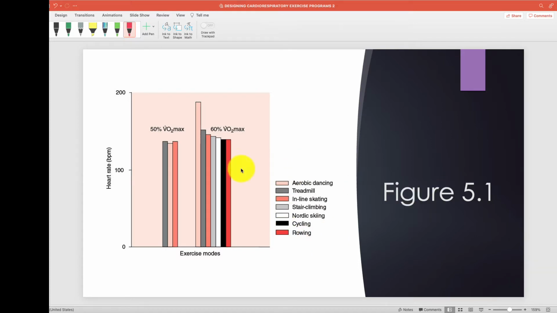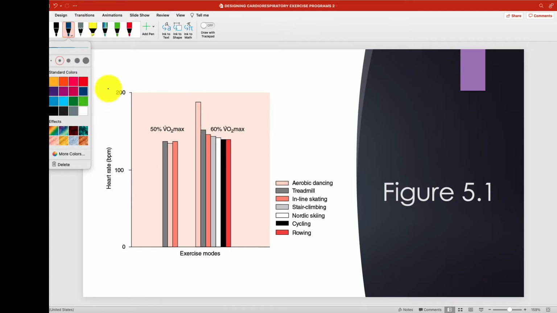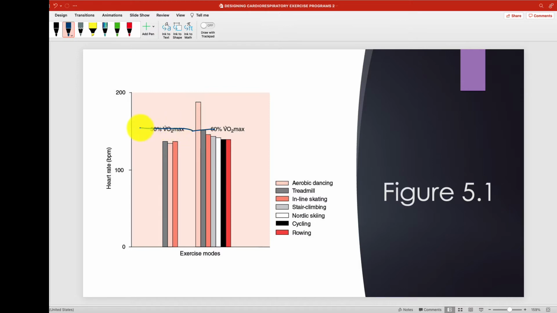And you can see that these are all aerobic activities. Essentially, what this is demonstrating is that when we do an activity that's 60% of our VO2 max, we're using the same amount of oxygen, and the heart rate is essentially the same. Now, this aerobic dancing is slightly higher, but for the most part, if I wanted to do treadmill one day, stair climbing the next day, and cycling the next, these are very much alike in their consumption of oxygen and their heart rate, right?